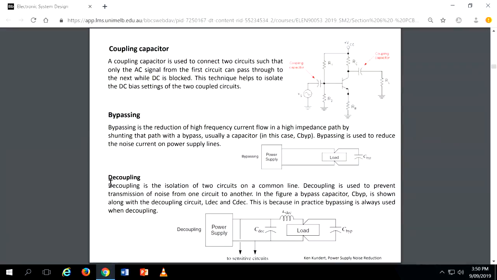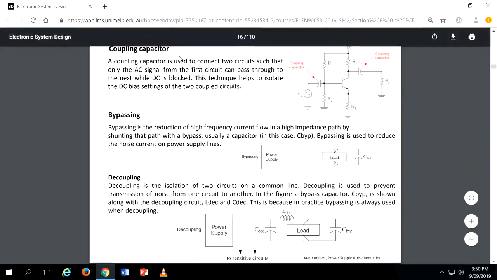Then decoupling. Decoupling means the isolation of two circuits on a common line. For example, decoupling capacitors are used when you have digital ground, digital supply and analog supply. So these things should be clear now. These are the conventions I am following, so that there won't be any confusion.